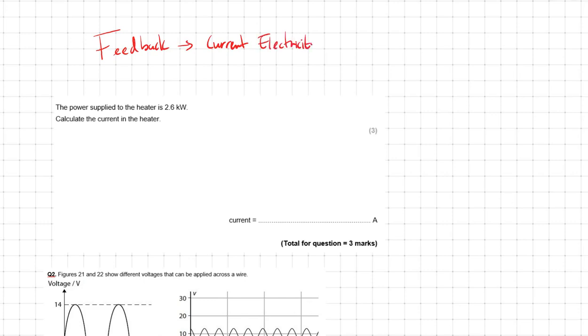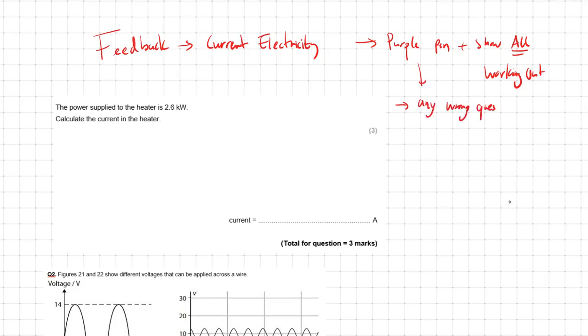Okay, so here are a few rules and expectations that you need to follow. You need to pop up your work, and you need to show all working out. I need to see this. Any question that you got wrong, partly or fully, needs to be done again. Okay, so here we go.